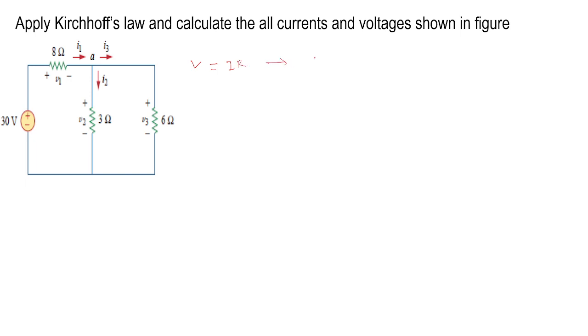So from this law, it is clear V1 is equal to, listen carefully, the current flowing in the 8 ohm resistor. That is I1. So V1 is equal to 8 into I1. V2 is nothing but the voltage across 3 ohm. So 3 multiplied by I2. Again, V3 is nothing but the voltage across the 6 ohm resistor.